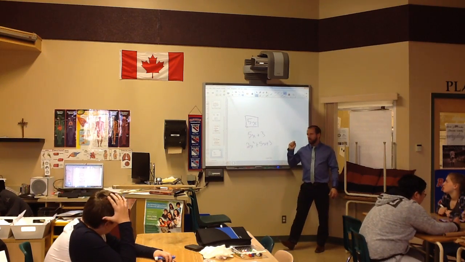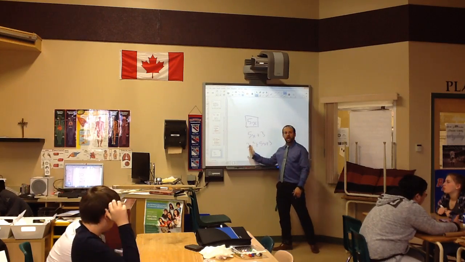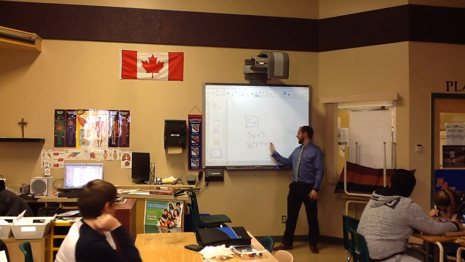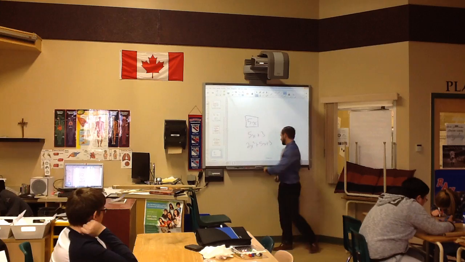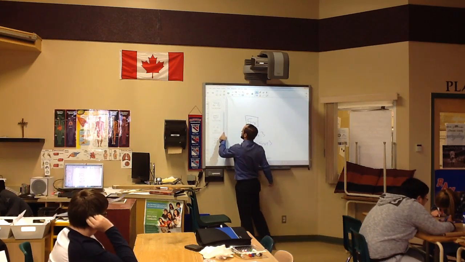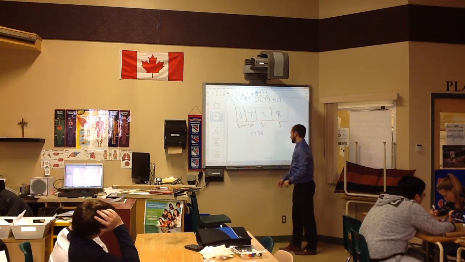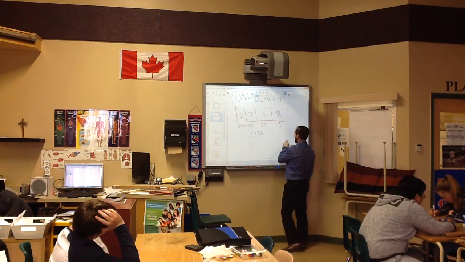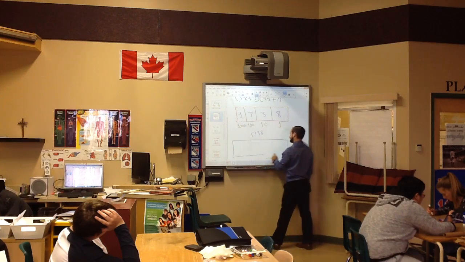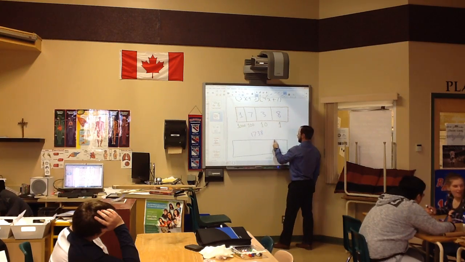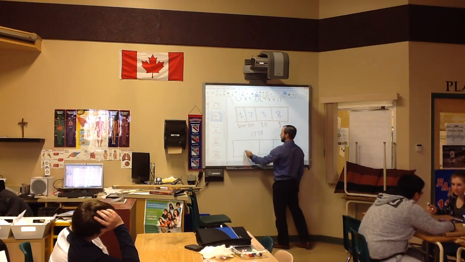Fantastic. Do you notice the order in which I'm writing these terms? I'm going x squared, x, and 3. Let's go back to that rectangle that we had, that we talked about, our base 10 rectangles. I want to draw a new one. I'm going to use the same 4 groups.